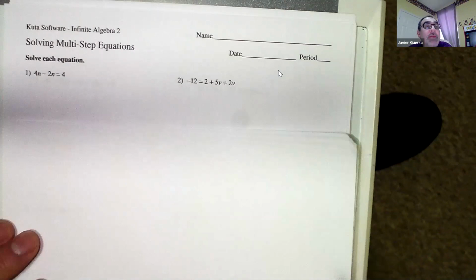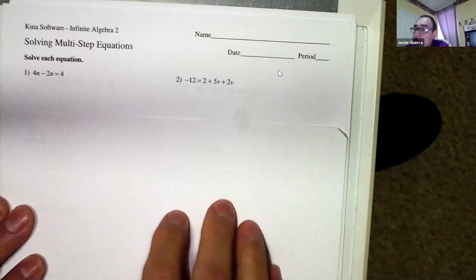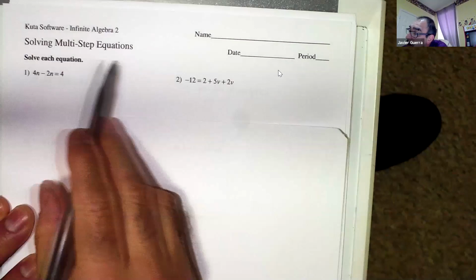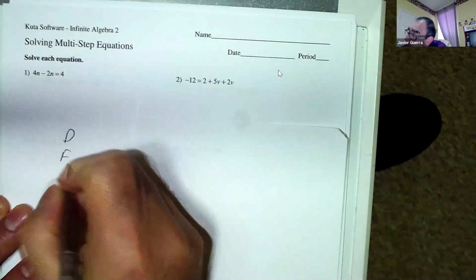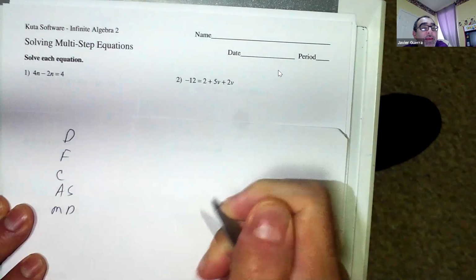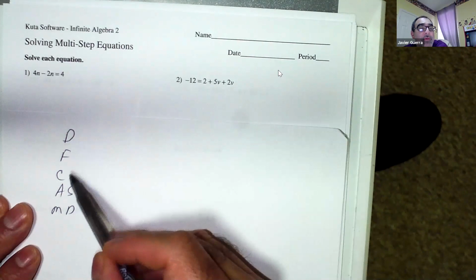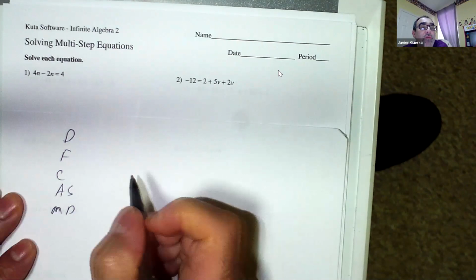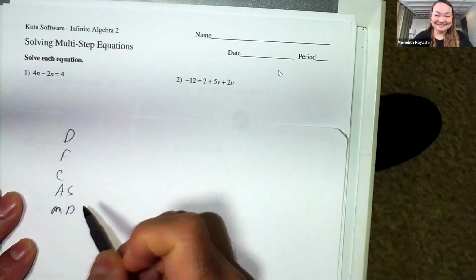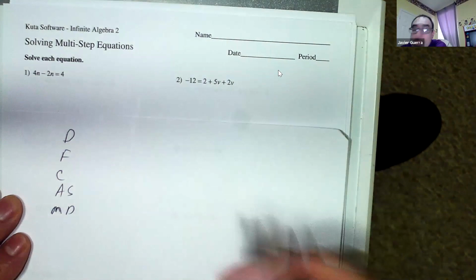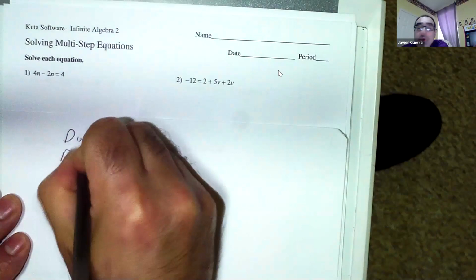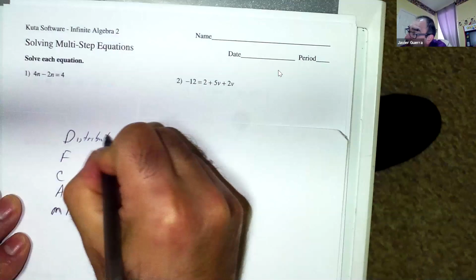When you're doing multi-step equations, I was always taught this acronym. You remember PEMDAS? PEMDAS was parentheses, exponents, multiply, divide. For these, it was DFCASMD. My teacher asked, how do I remember this? She said, don't feed cats after supper because they might die. What does that mean? The first thing you do is distribute. You have to do any distributing properties first. Then you take care of all the fractions, if there are any. Then you combine like terms.